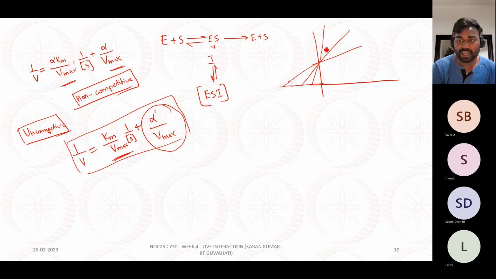Your slope is changing. This is without inhibitor. This is with inhibitor, inhibitor 1 and inhibitor 2. This is your Lineweaver-Burk plot, 1 by V naught versus 1 by S naught. And this is the case of competitive.